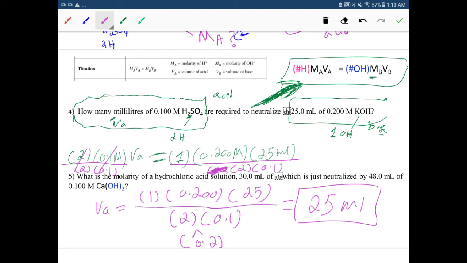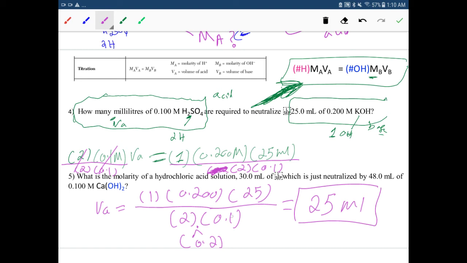Let's see if I did this without multiplying the denominator first. Let's see what number I would have gotten, just in case you did it and got something different. So 1 times 0.2 times 25 divided by 2 times 0.1, you would get 0.25, which is wrong.